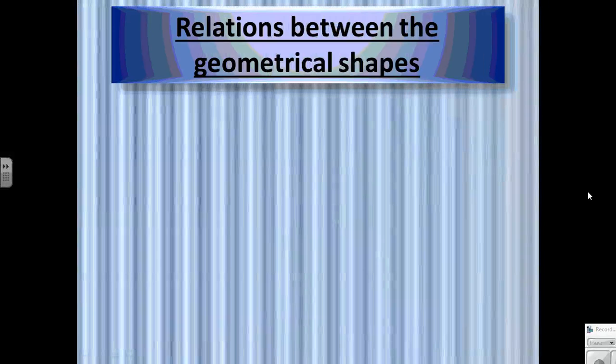Unit 6. This is Mr. Muhammad. Our lesson today is about relations between the geometrical shapes.